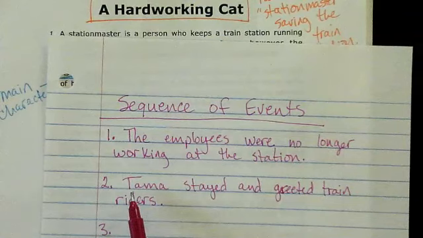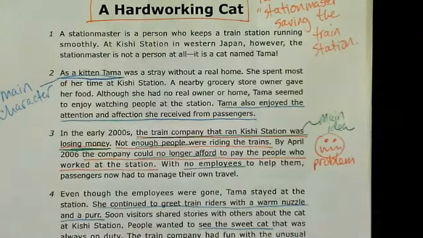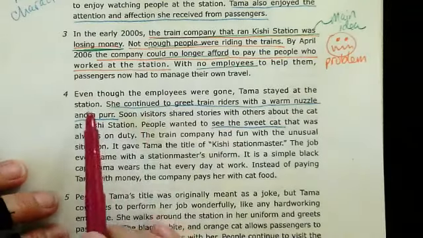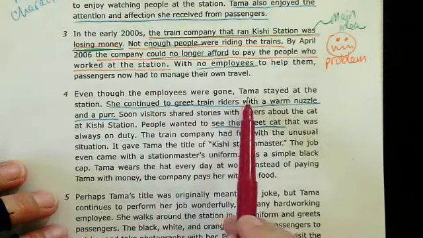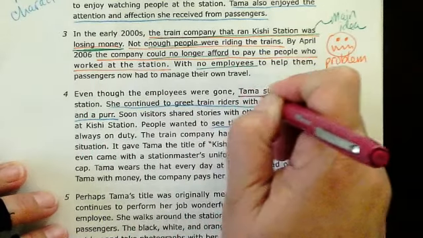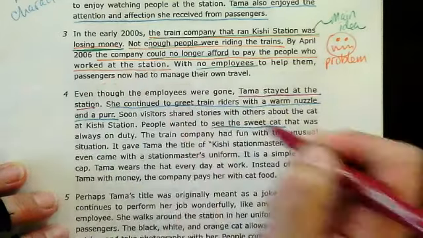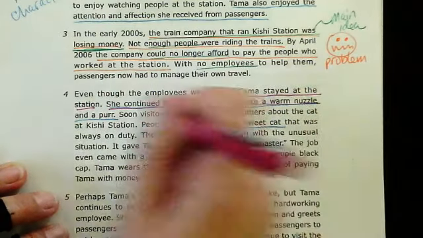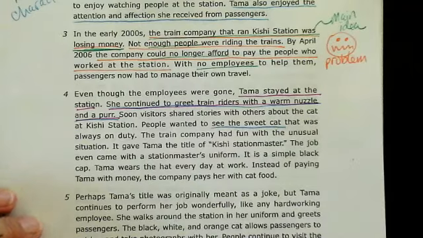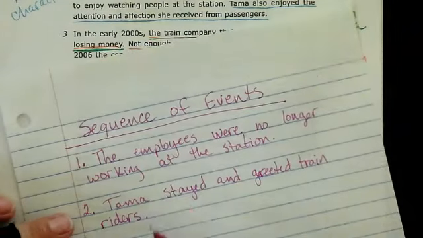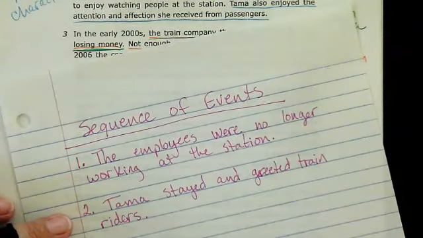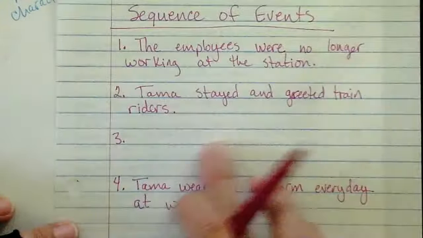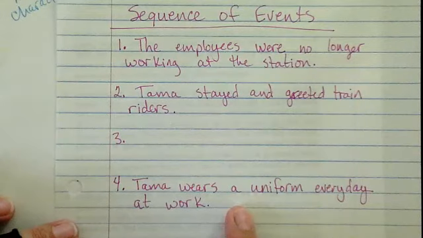So let's look for the second one. Tama stayed and greeted train riders. That's what I'm looking for. All right. Even though the employees were gone, look, Tama stayed at the station. She continued to greet train riders with a warm nuzzle and a purr. So that's my number 2. Tama stayed and greeted train riders. So now something else happens, and then last, Tama wears a uniform every day at work.